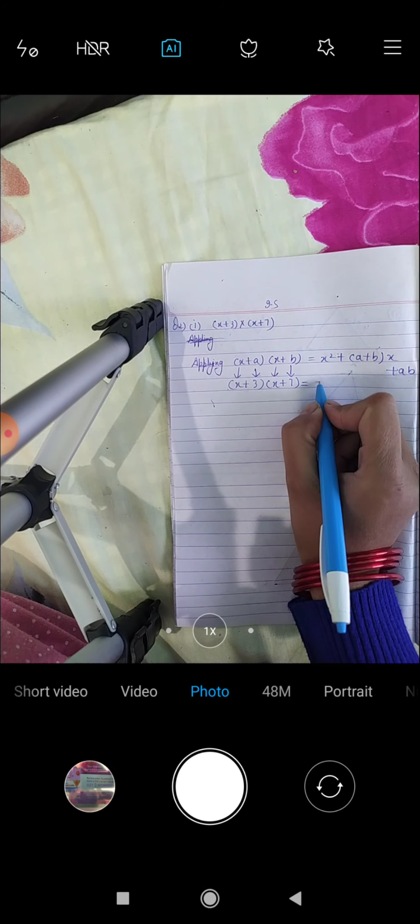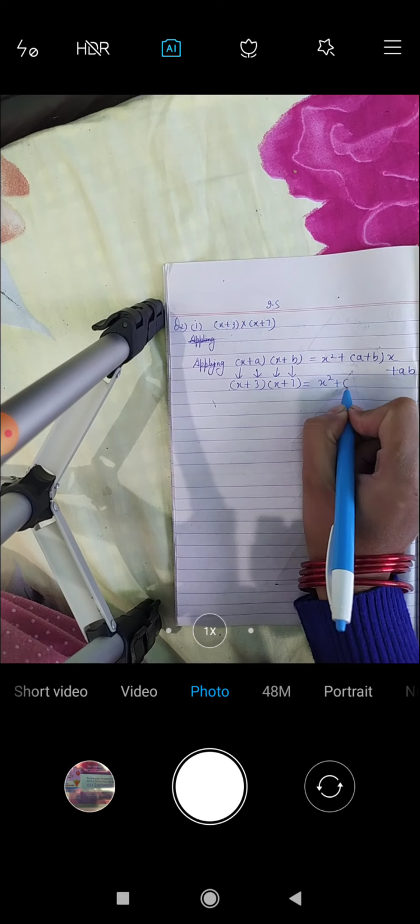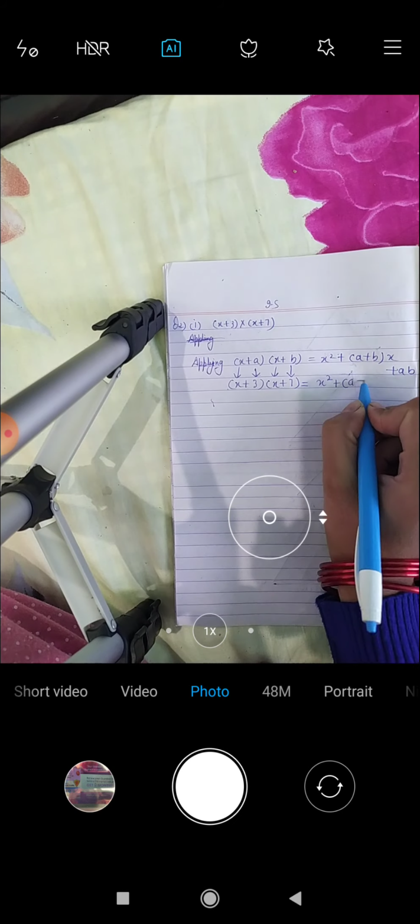So, we can write x in the place of x, 3 in the place of a, and 7 in place of b. In place of x, we are going to write x. Again, in place of a, we can write 3 multiplied by, in place of b, we can write 7. So, after this step, we have x² + (3+7), 3 plus 7 is 10, so 10x plus 3 multiplied by 7 is 21. Our answer is x² + 10x + 21.